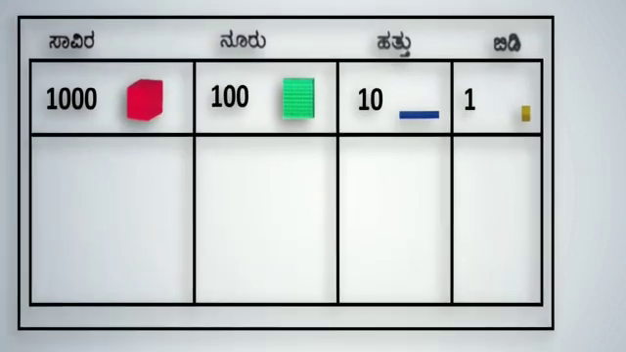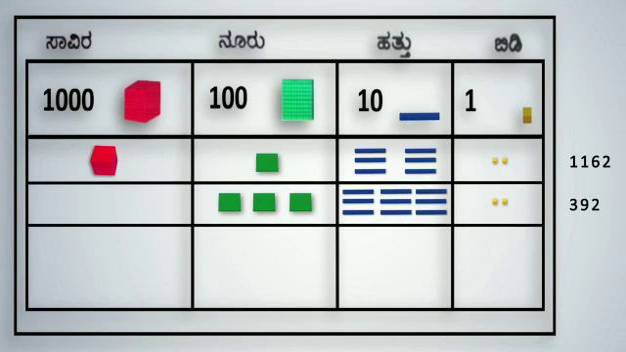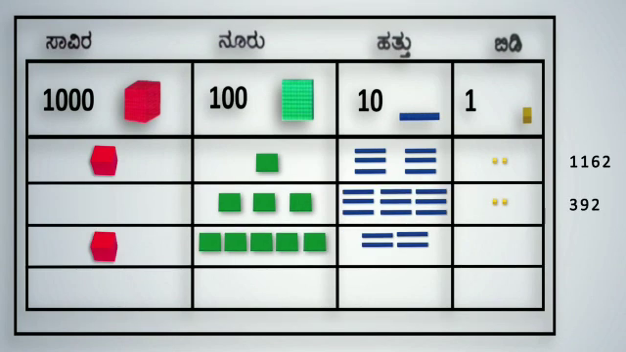To reinforce this concept, give a handful of cubes, rods, plates, and a big cube. Now, ask students to place them on the place value mat and write down the number it represents.